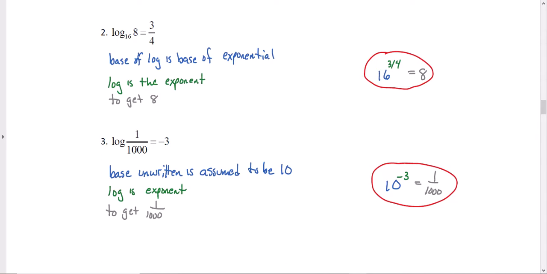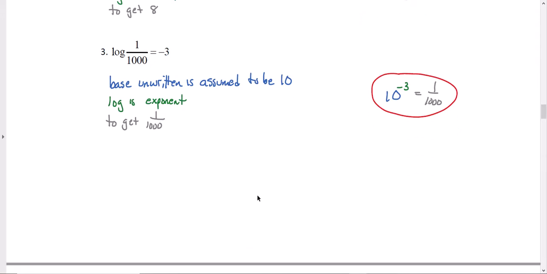So log of 1 over 1,000 equals -3. As there's no base written, it's assumed to be a 10 base. Log equals the exponent, so -3 is the exponent. 10 to the power of -3 is equal to 1 over 1,000. Always say the words as you're writing it down to see that connection.